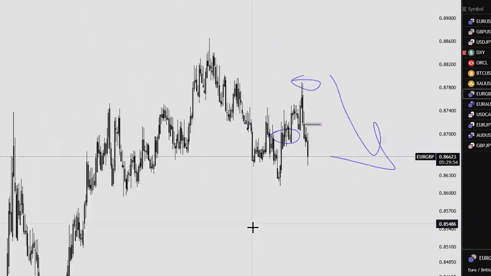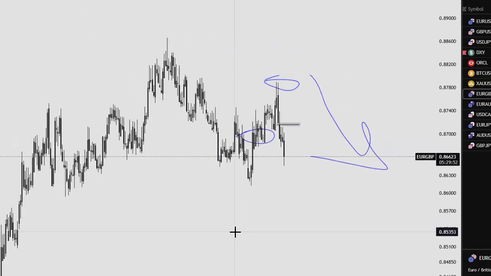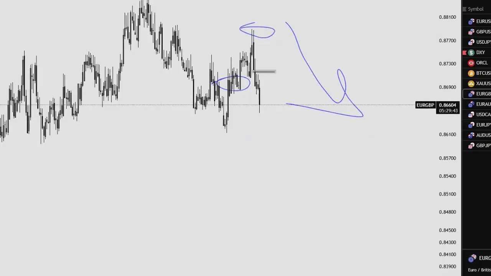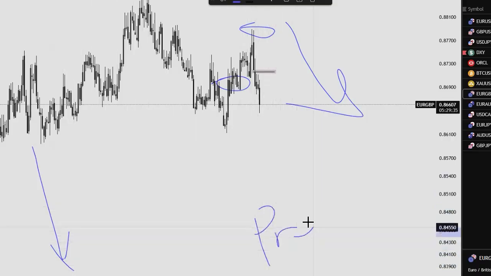I said, okay, if you want to analyze anything in the financial market, you will start from the fundamental, because fundamental analysis gives you direction, while technical analysis gives you precision of where to get in.